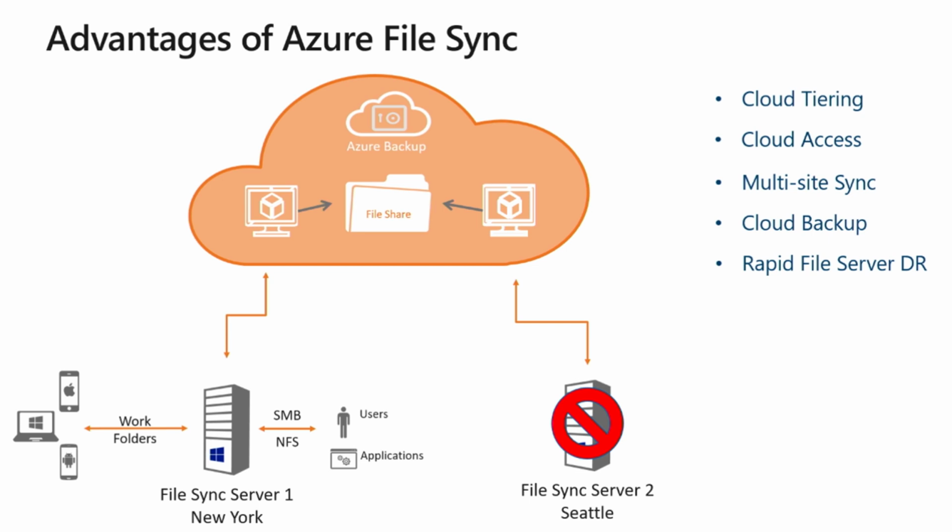And the last, but not the least, is the fast DR scenario. Imagine you had a disaster where one of your file servers in one of your branch offices suddenly went down.